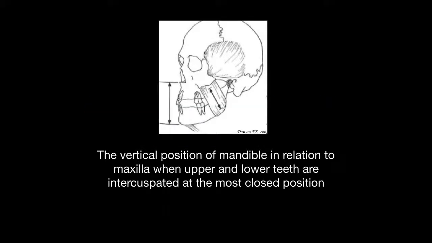Occlusal vertical dimension. Occlusal vertical dimension is the vertical position of the mandible in relation to the maxilla when the upper and lower teeth are intercuspated at the most closed position.